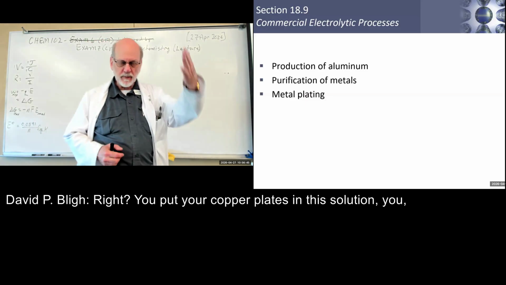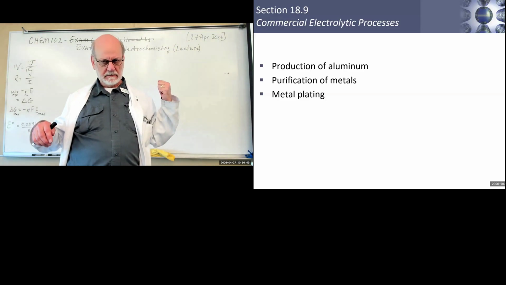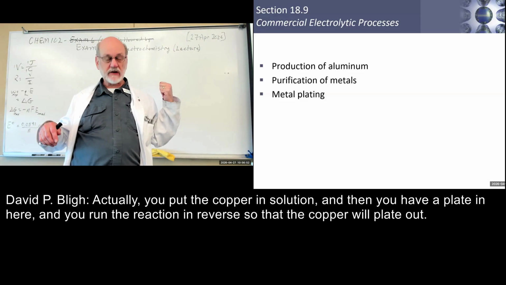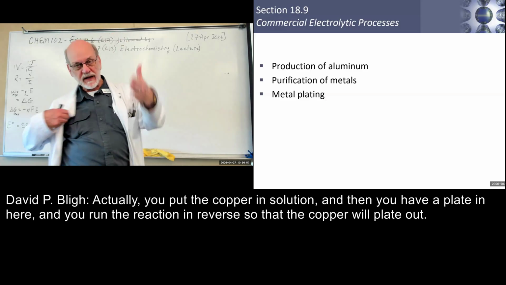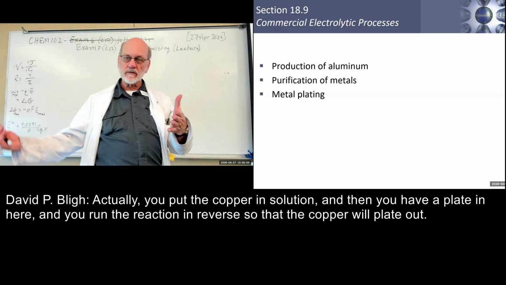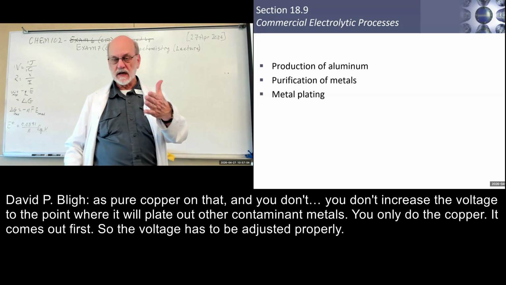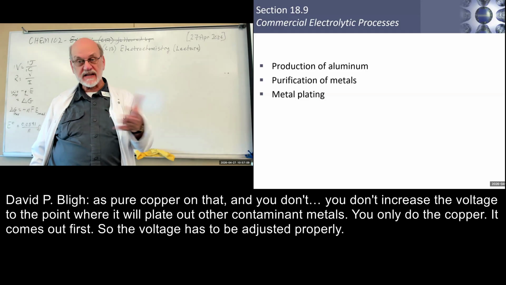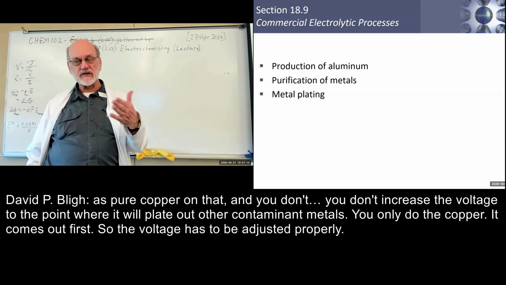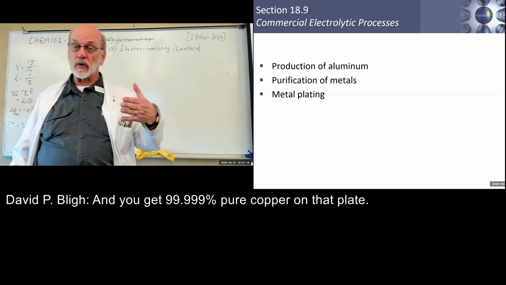You put your copper plates in this solution. You put the copper in solution, and then you have a plate in here, and you run the reaction in reverse so that the copper will plate out as pure copper on that. And you don't increase the voltage to the point where it will plate out other contaminant metals. You only do the copper. It comes out first. So the voltage has to be adjusted properly. And you get 99.999% pure copper on that plate.